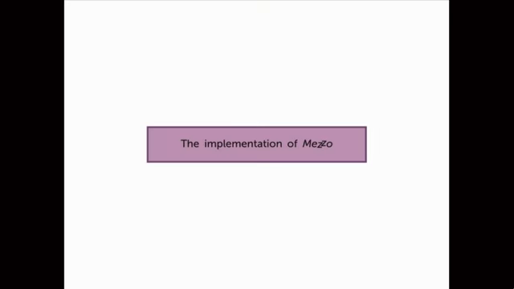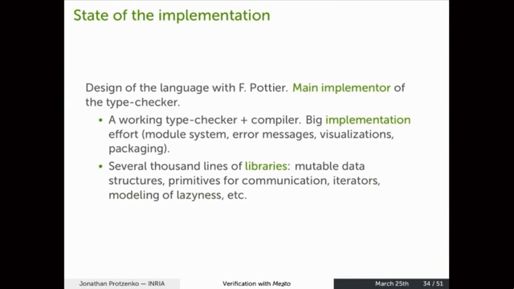It's already about an hour, so I may go a little bit faster. I'm going to talk about the implementation of Mezzo. I designed the language with my advisor, and I was mostly responsible for the implementation. So what do we have now? We have a working type checker, a compiler that emits OCaml code with Obj.magic. There was a big implementation effort for the type checker. We have a module system, as you saw, which has several modules from the standard library. We have the error messages, all the visualizations that you have seen with the graphs that appear, the web interface, and one other that I'm going to show very soon. And we have several thousand lines of libraries for about everything: mutable data structures, mutable trees, iterators. We have modeled the protocol of iterators, laziness, etc.